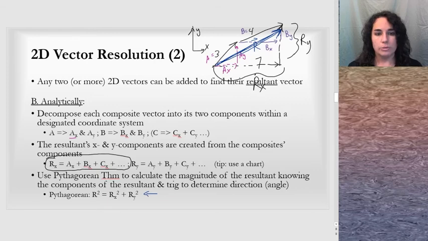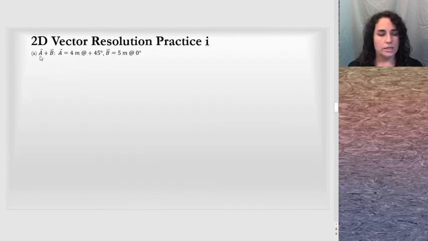I have an example picked out for us, and it tells us add A and B. A is 4 meters at 45 degrees, and B is 5 meters at 0 degrees. So let's designate a coordinate system. I'm just going to draw an x and y over here. X is positive to the right, and y is positive upward. Okay. I'm going to draw vector A, 4 meters at a plus 45 degrees. So I'm going to assume that's from the positive x-axis. So this is A, and this is 45 degrees here.